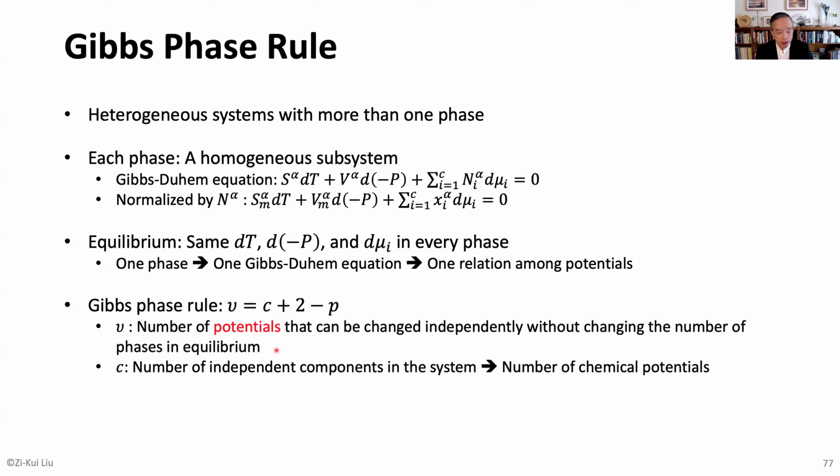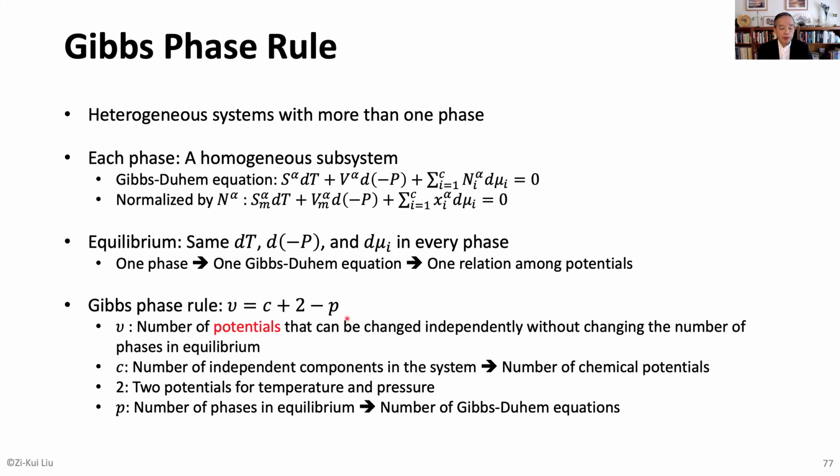And C is the number of independent components. The very important point is the independent components, that means they can change independently. So that gives us the number of chemical potentials, and the number 2 here is temperature and pressure, the two other potentials. And P is the number of phases in equilibrium. Each phase gives one Gibbs-Duhem equation, so the number of Gibbs-Duhem equations among potentials is P. So it's all potentials here, which means the result of this equation is also a potential: the number of potentials that can be changed independently without changing the number of phases in equilibrium.